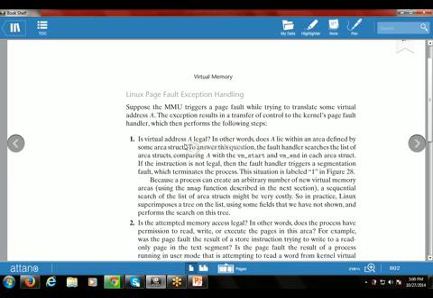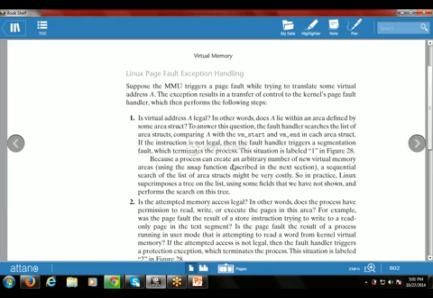Is virtual address A legal? In other words, does A lie within the area defined by some vm_area_struct? That is, it answers the question of whether the area used as a virtual address is legal or not. That is defined by the vm_area_struct.